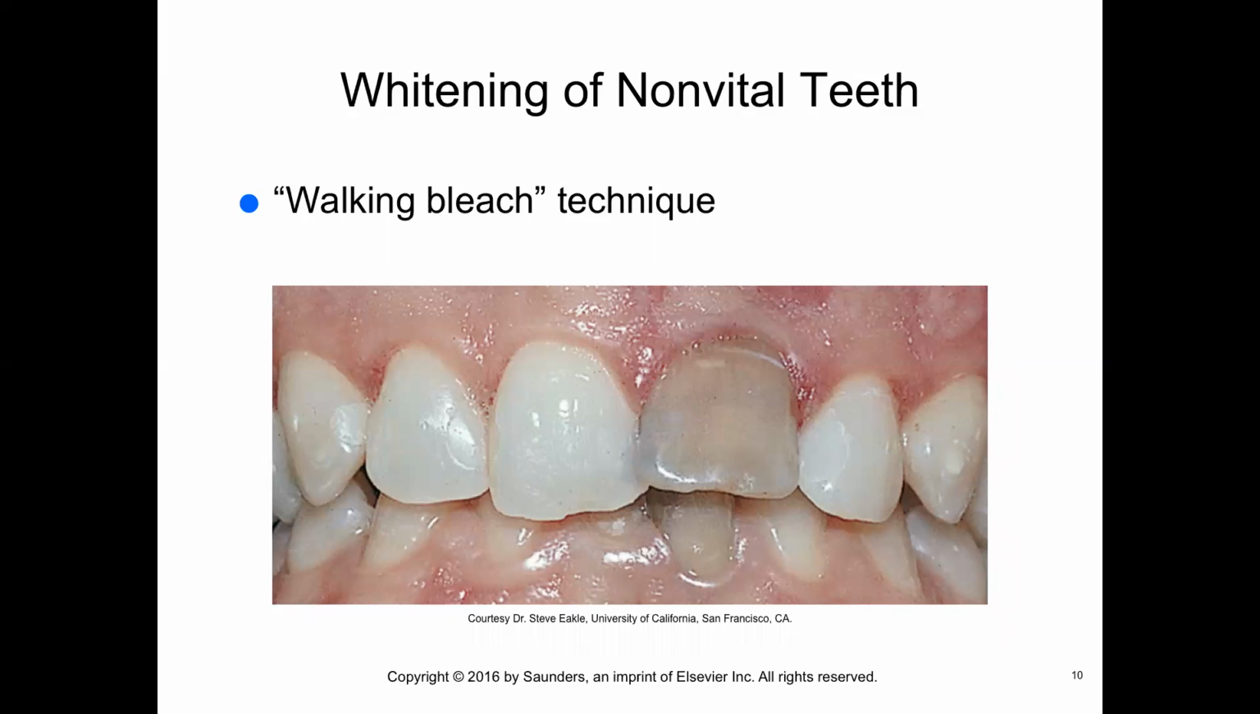Whitening of non-vital teeth is isolated to one tooth. Bleaching material is placed inside the pulp chamber through an access where it stays for several days. This is called the walking bleach technique.